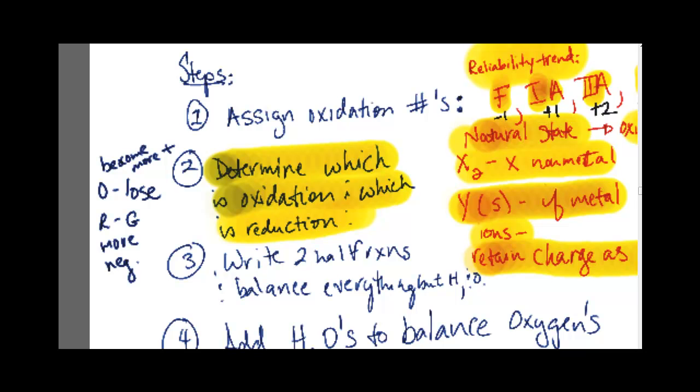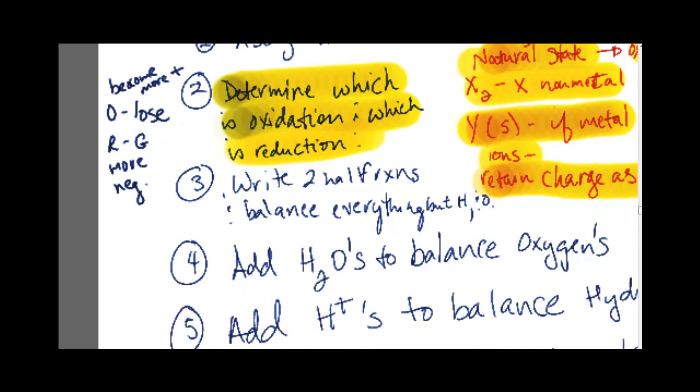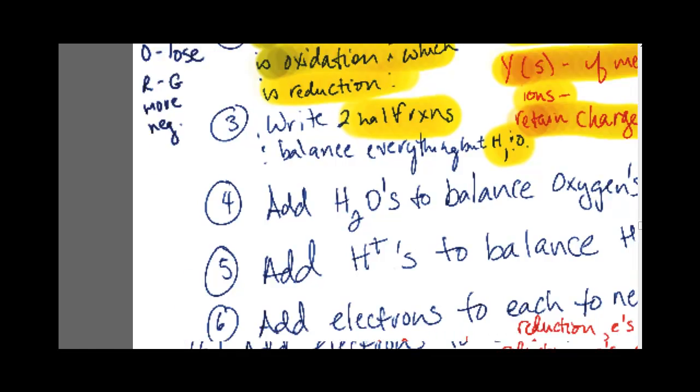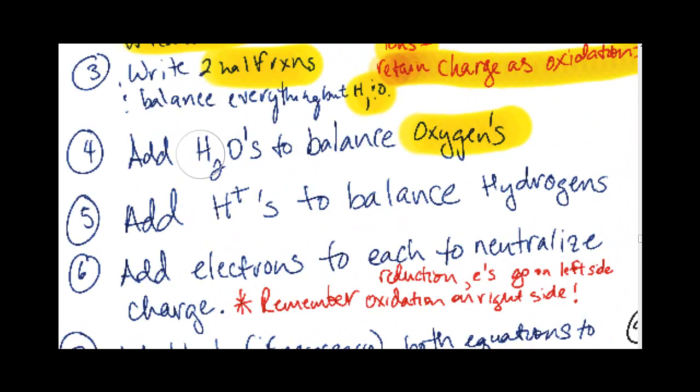Now, after you've determined which ones are reduction and which ones are going to be oxidation, then you're going to write two half reactions, and you're going to balance everything but the hydrogen and the oxygen. Okay. In order to balance the oxygen, what we have to do is add waters to whatever side needs it, the opposite side of the oxygen. And then when we added the water, we added some hydrogens, right? So what we have to do is balance the hydrogens. There's no plus charge there, it's part of the water.